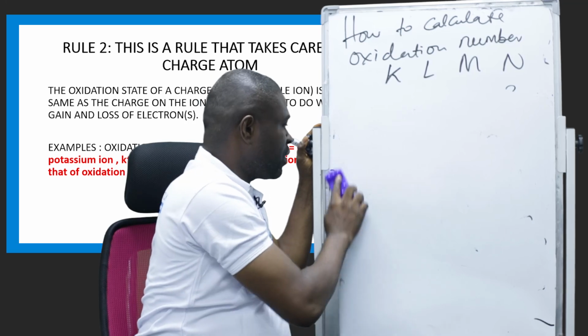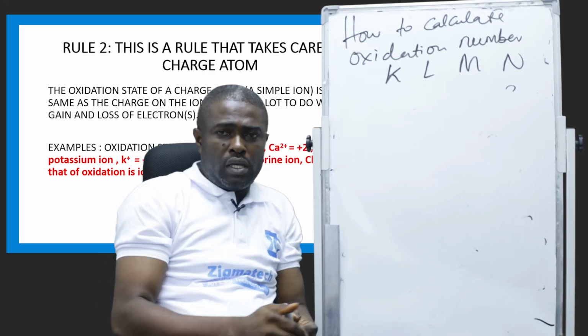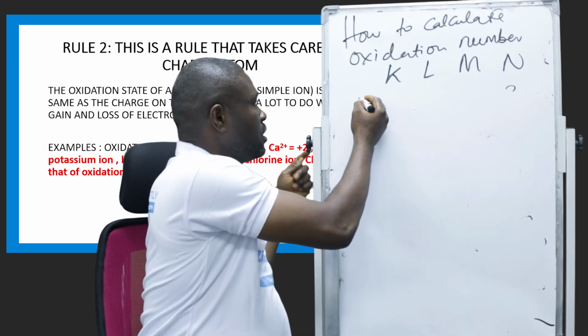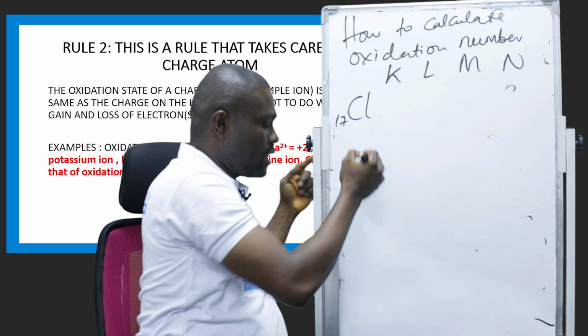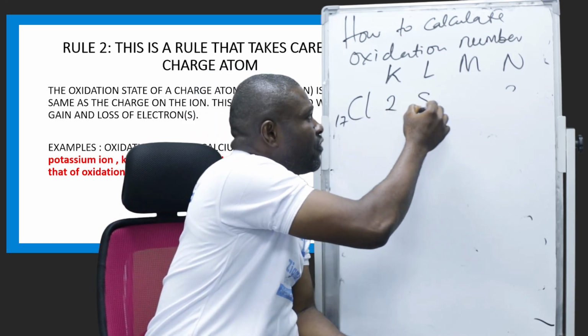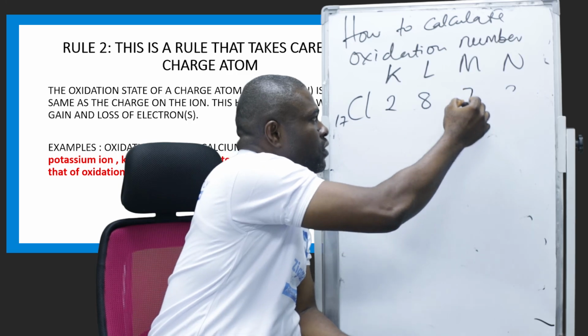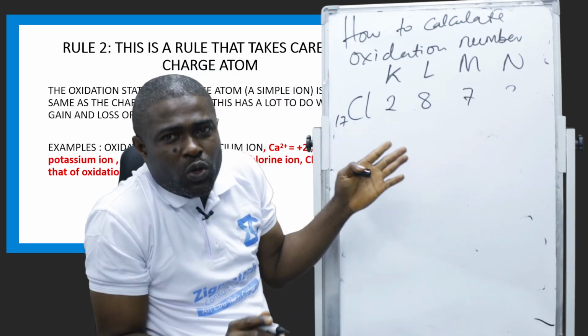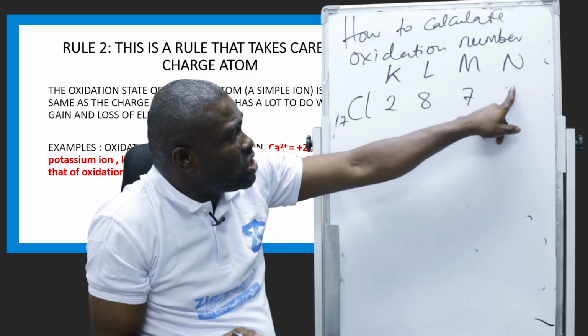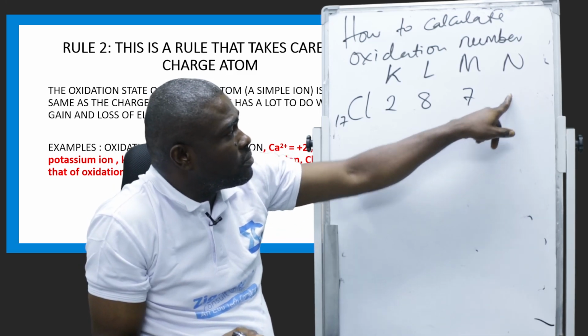Do you still remember the atomic number of chlorine? Yes, that is 17. Chlorine is atomic number 17. Now, follow me. Let us distribute the electrons. I have 2. I have 8. Remaining how many? 7. This one is not like the ones we have been doing. Look at this. 7 electrons at the last shell.